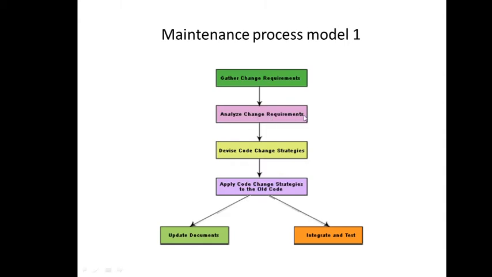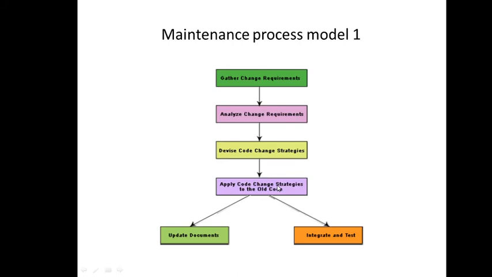When you analyze these change requirements, devise a code change strategy. Now you have to make the relevant changes at the desired location where the change has to be implemented. So identify that strategy, how you're going to make the change so that it has minimum impact on other modules, right? Then apply the code change strategy to the old code. So whatever code you have identified the strategy for, now apply all those changes.